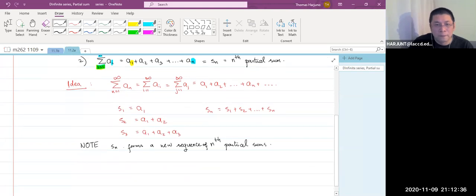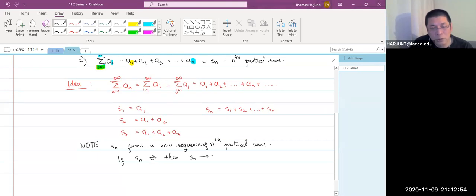If Sn is convergent, then we use the notation Sn converges to S, and that's the same as the infinite series.